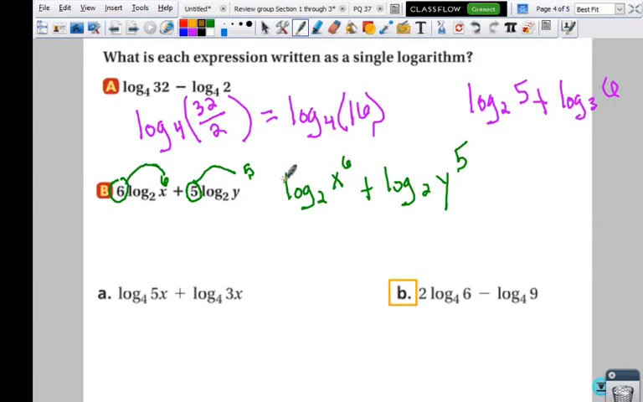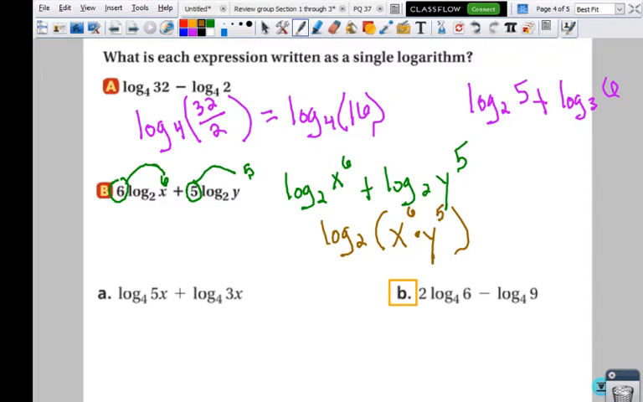Okay, so we took care of the numbers out in front and we put them in as exponents. But we've got to keep going. What do you look at? We got a plus in between here, right? Which means I have 2 logs, and I'm going to compress them down to a single log. If I have a plus in between them, what am I doing when I put these together? We're going to times them. So I'm going to have log base 2 of x to the 6th times y to the 5th.